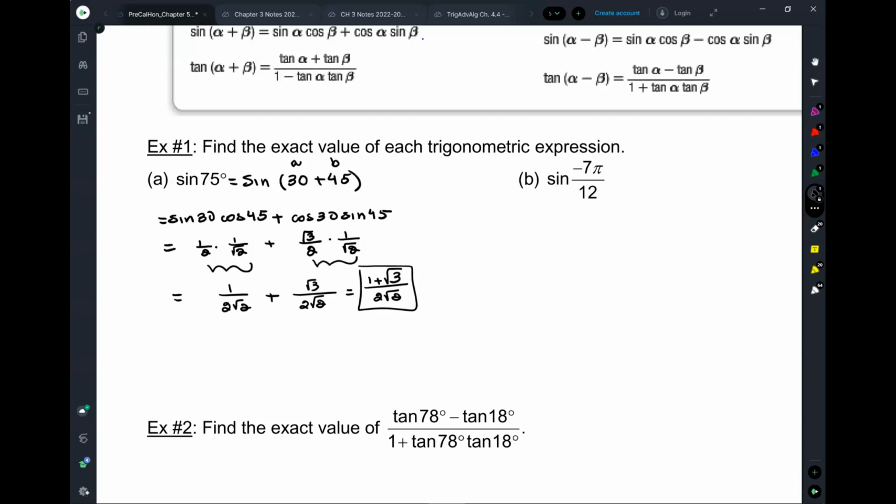All right, did you have a question before? No. That's what I thought. So you're trying to find numbers that go in the unit circle. Yeah, just the special angles.